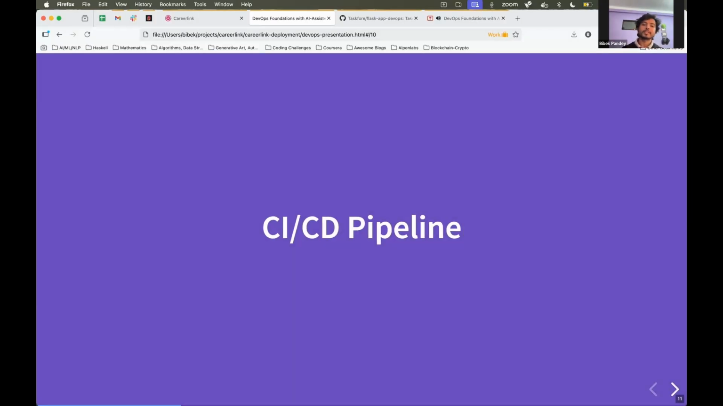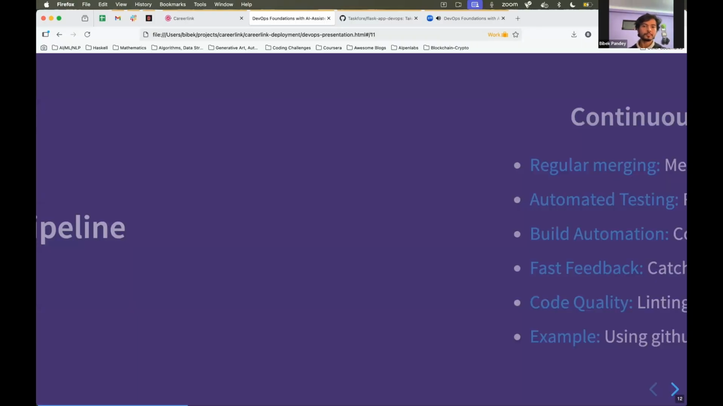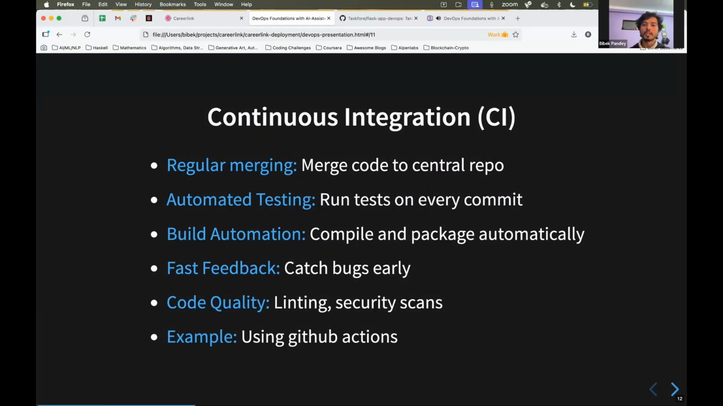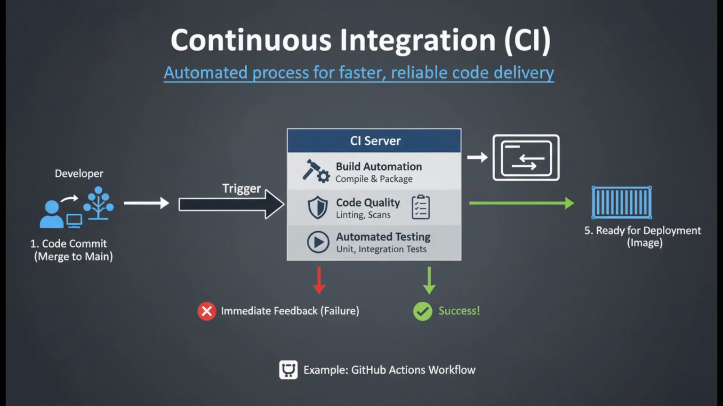Okay, so let's move on to the next part of this session, which is the CI/CD pipeline. So what is continuous integration? Continuous integration is having regular merging of our code into a central repository, running automated testing on top of that, and after the tests pass, we do automated builds. So the flow is like that.